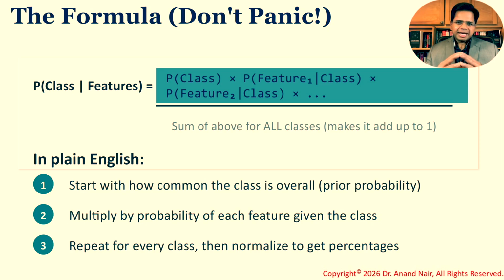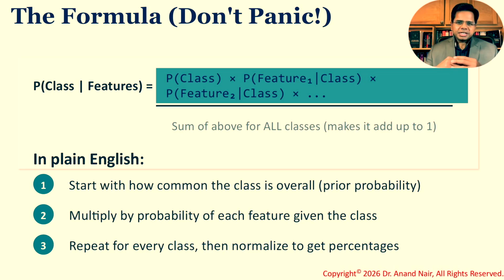Don't let the formula scare you. It looks intimidating, but it's actually quite elegant once you break it down. Here's what we're computing. The probability that a record belongs to a certain class, given its features. Step 1. Start with the prior probability. How common is this class in general? If 18% of all flights are delayed, that's our starting point for the delayed class. Step 2. For each feature the record has, ask, how common is this feature among records in this class? Then multiply all those probabilities together. This is where the independence assumption kicks in.